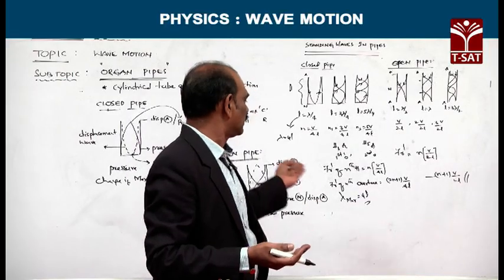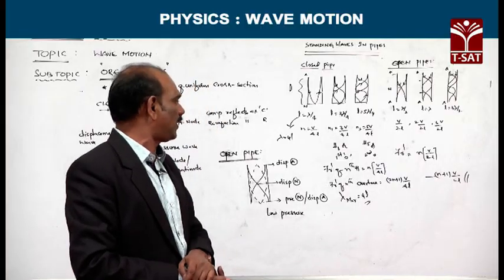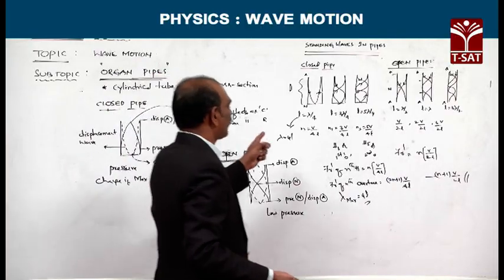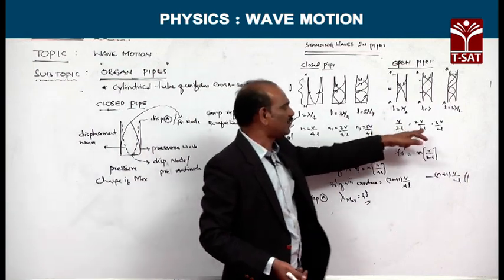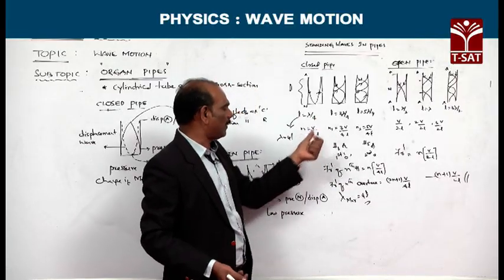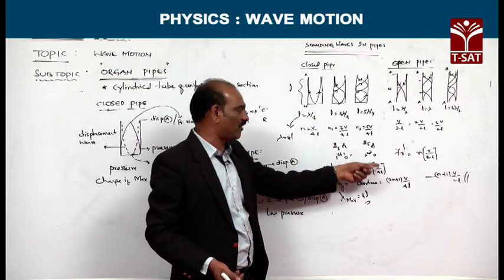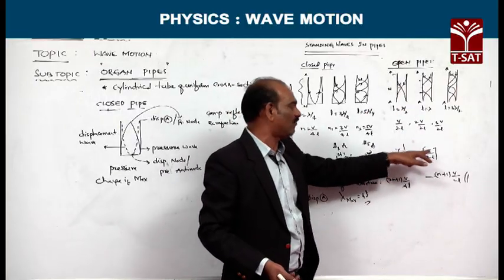This is how the frequency ratios of the open pipe and closed pipe can be calculated. In the closed pipe, the frequency ratio is 1:3:5:7, and so on. In the open pipe, the frequency ratio is 1:2:3. In the case of the closed pipe, the frequency of the nth harmonic is nV by 4L. In the case of the open pipe, the frequency of the nth harmonic is nV by 2L.